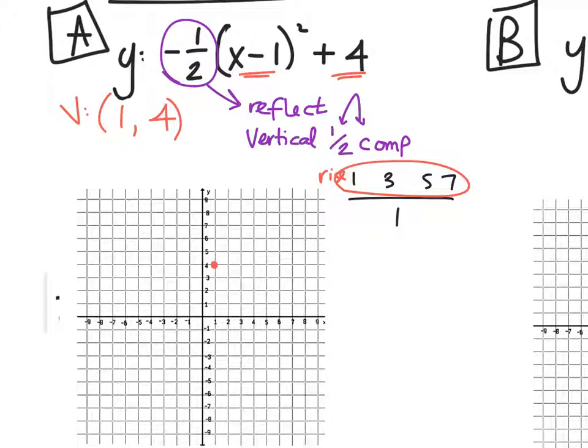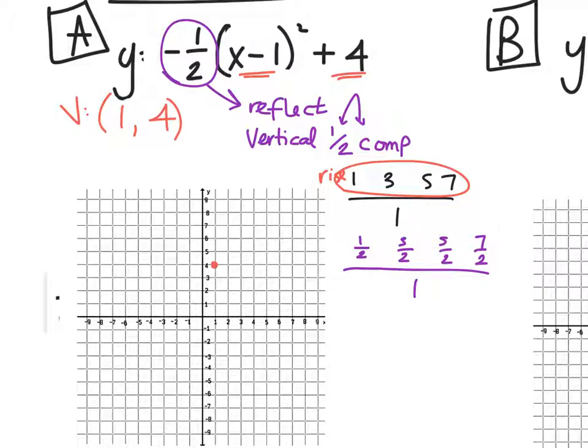And I'm going to change all of those by a multiplier of what I've been given. So my vertical compression of 1/2 now means my pattern is going to be 1/2, 3/2, 5/2, 7/2. Now notice I'm only changing the rise component, so my run component for all of these is still going to be 1. So let me show you how that maps out.